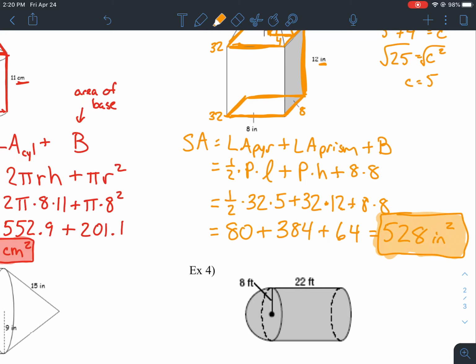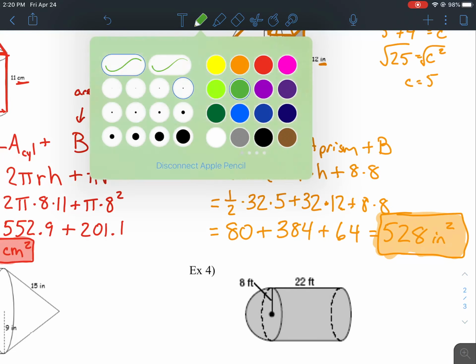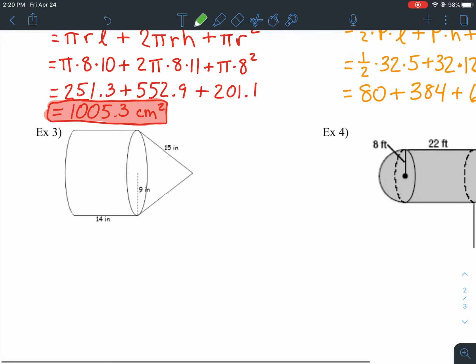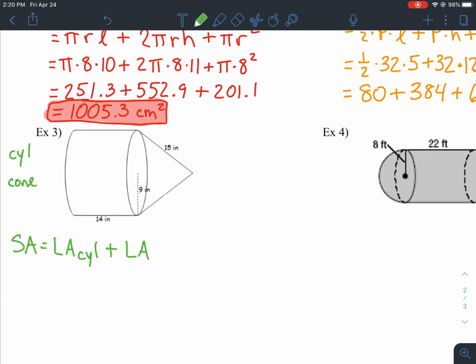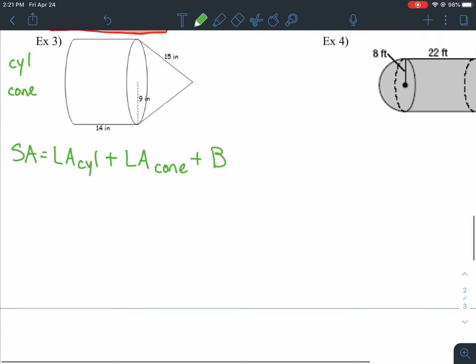Okay. So hopefully we're starting to see this pattern a little bit more. LA plus B. We'll move along to the next shape here. We can see that we have a cylinder on the left. We have a cone on the right. So surface area will be the lateral area of the cylinder plus the lateral area of a cone plus the base. LA plus B. Now, since we've already worked with both of these shapes, I won't scroll back up.